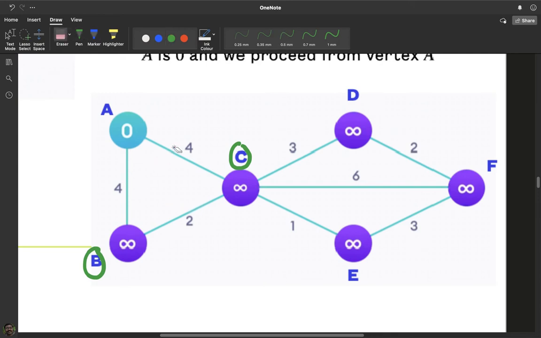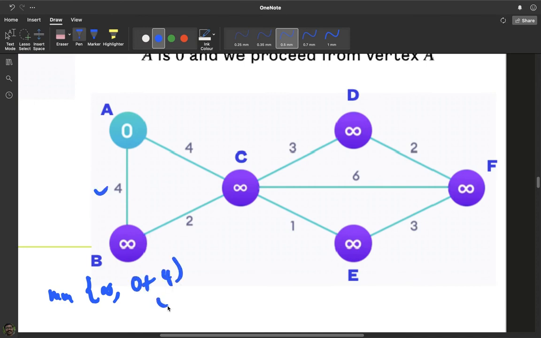In this stage, we are now at A. Now we will look at the neighbors of A, which are B and C. What will be the weights of B and C now? It will be the minimum of infinity, or the weight of A, which is 0, plus this edge, which is 4. So it will be simply 4. Similarly for C, it will be the minimum of infinity, or the weight of A, which is 0, plus the weight of this edge, which is 4. So it will be simply 4. So these two have new weights 4, 4. All others have infinity.